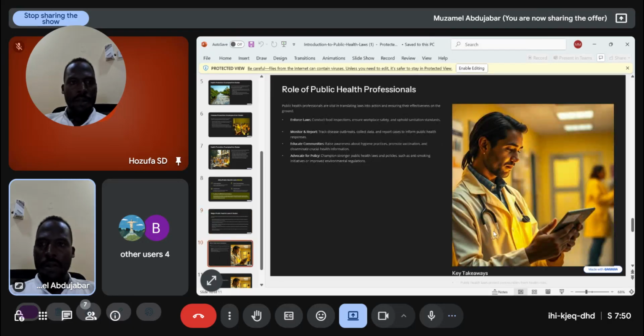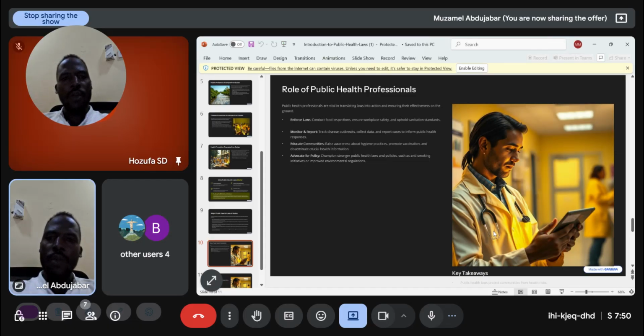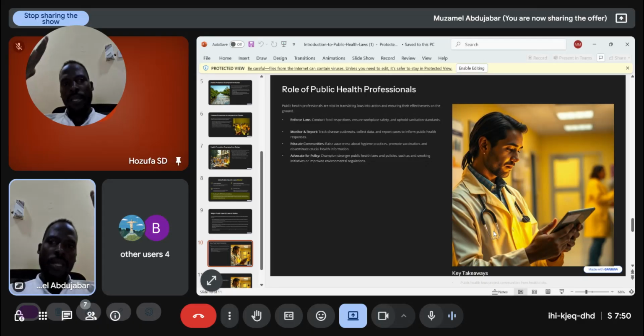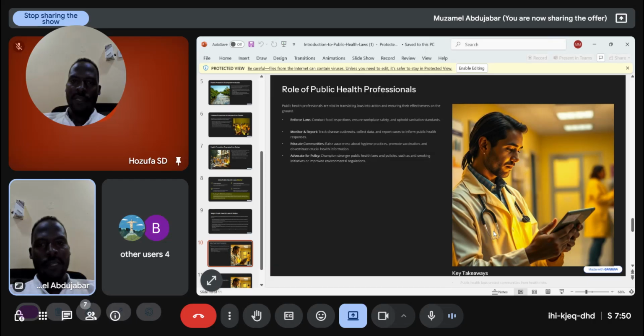Role of the public health professional. Public health professionals are vital in translating law into action. The professional's role is to translate this law from the books into practice, effective on the ground. Enforce laws, conduct food inspections, ensure workplace safety, and uphold sanitation standards. Secondly, monitoring and reporting: tracking disease outbreaks, collecting data, and reporting cases to inform the public health response. Additionally, educate the community, raise awareness about hygiene practices, promote vaccination, and disseminate crucial health information.